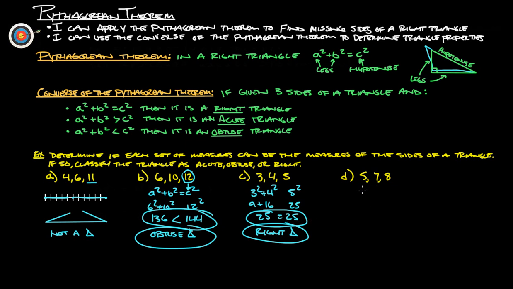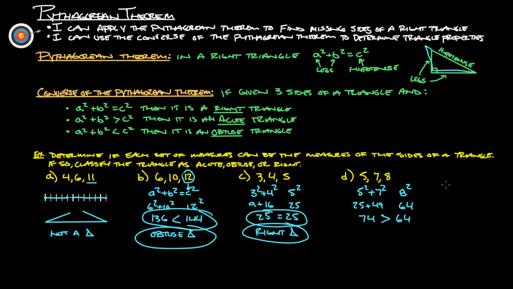And we know that that's a right triangle because, again, a squared plus b squared equals c squared. All right, and then on this last one here, 5 squared plus 7 squared, how does that relate to 8 squared? So that's 25 plus 49, and that's 74. So we know that this 74 is greater than 64.